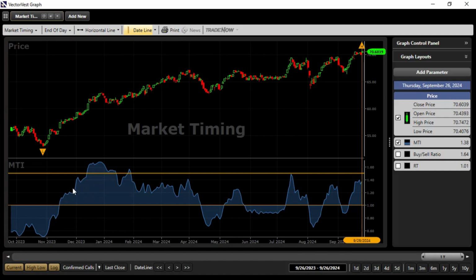Now if I drill back into 1 year, let's put on a date line. So as the MTI was advancing and crossed above 1.5 here, it actually took 1, 2, 3, 4, 5, 6, 7, 8, 9 days before we actually put in the high. And that's fairly typical. It's usually 1 to 14 days when we get to these topping market conditions.